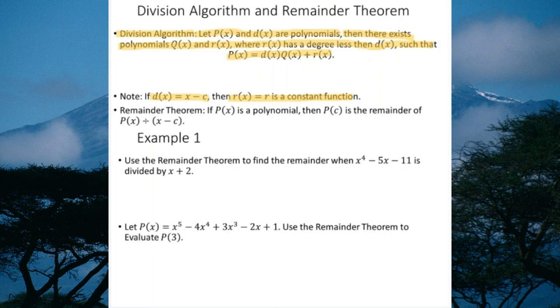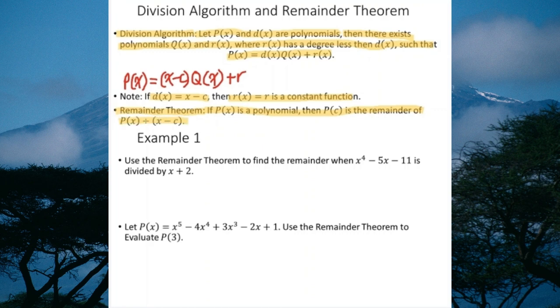So when we divide P of x by x minus c, that's going to allow us to write P of x as x minus c times Q of x plus R, where Q of x would be the quotient from the polynomial division, and R would be the remainder. Thanks to this ability to rewrite our P of x as x minus c times Q of x plus R, this leads us to what we call the remainder theorem. The remainder theorem states if P of x is a polynomial, then P of c is the remainder of P of x divided by x minus c.